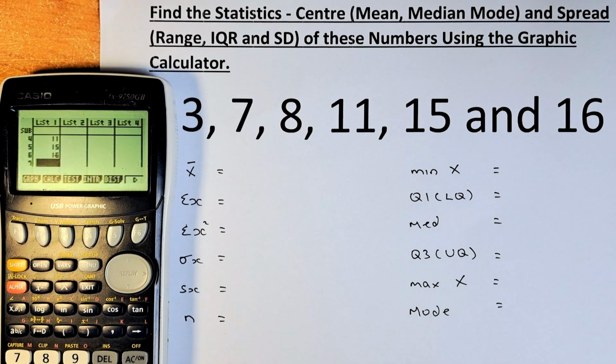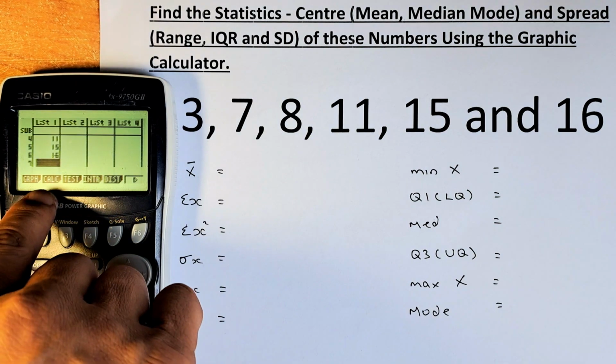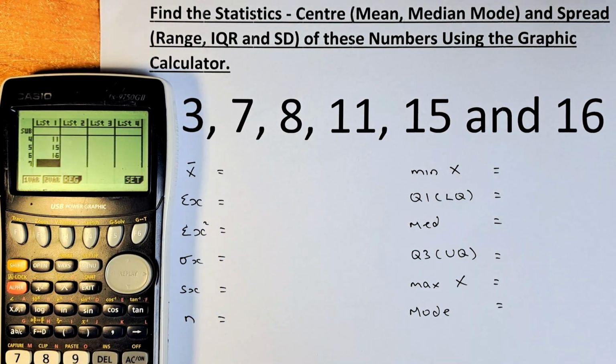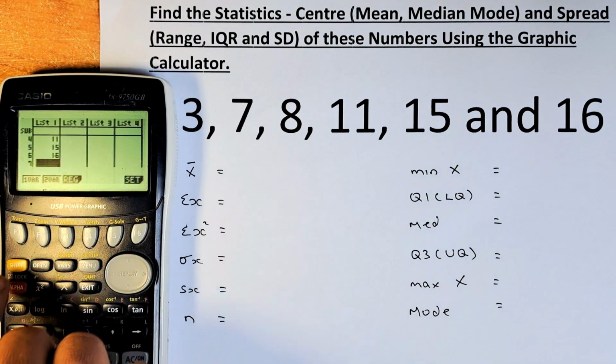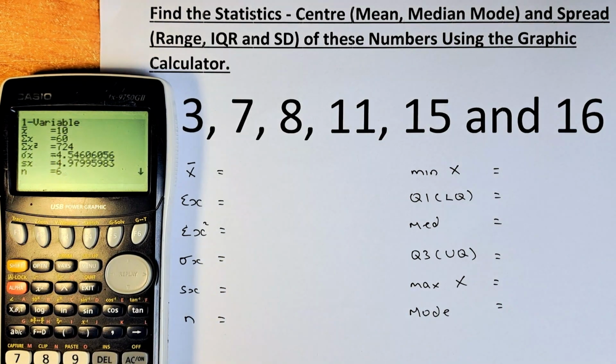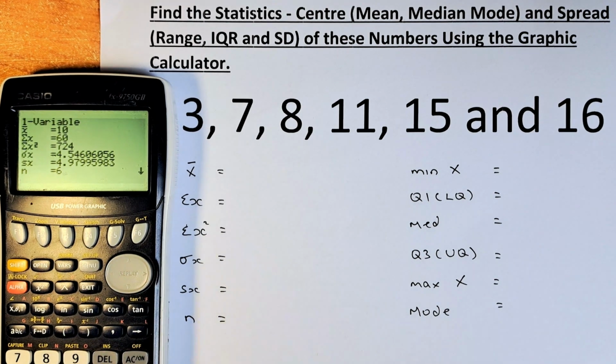The next step is to press the second function, which is called calculate, F2. So F2 is calculate. And the last step you need to do is press the one-variance, or F1, and all the statistics will appear. The statistics will appear in such a way that you have X bar and so forth. So I'm going to explain what X bar and all those items mean.